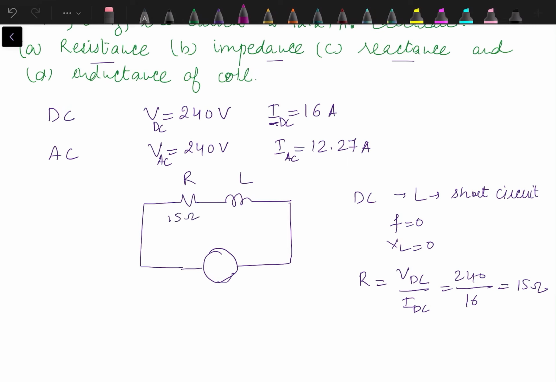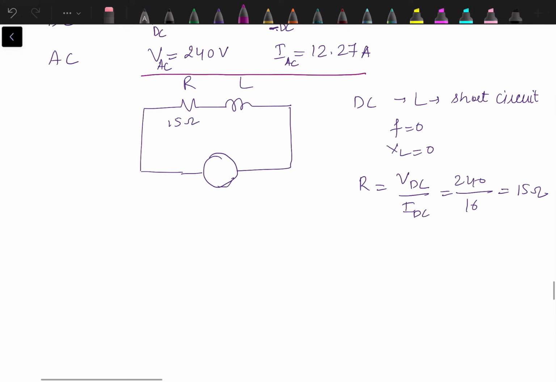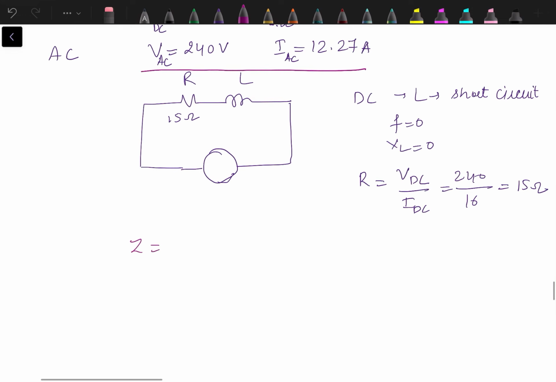and from AC what will we get? We will get the impedance. So Z will be AC voltage upon RMS value of AC current, 240 by 12.27, which gives us the impedance as 19.56.